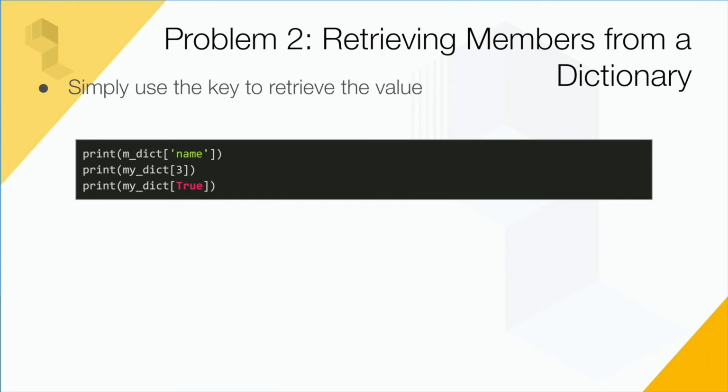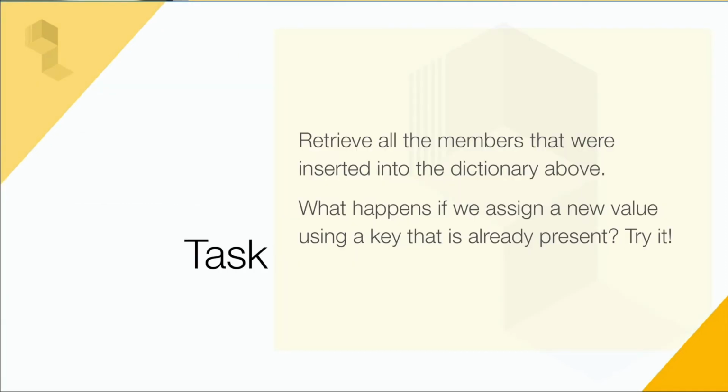Problem 2, retrieving members from a dictionary. To retrieve a dictionary member, we must provide the key we use to store it. Since we are at liberty to choose the key, this should not present us with any problem. So here's a task for you. Retrieve all the members that were inserted into the dictionary above. What happens if we assign a new value using a key that is already present? Try it.